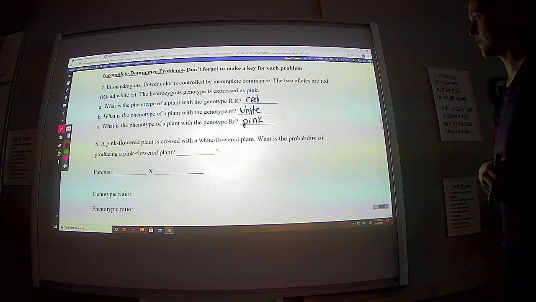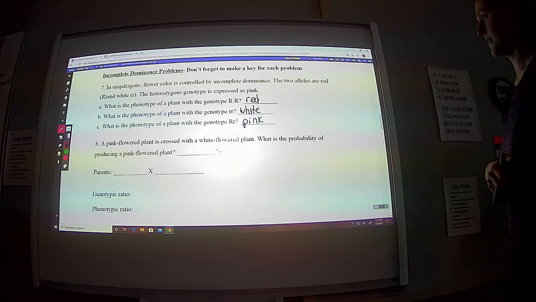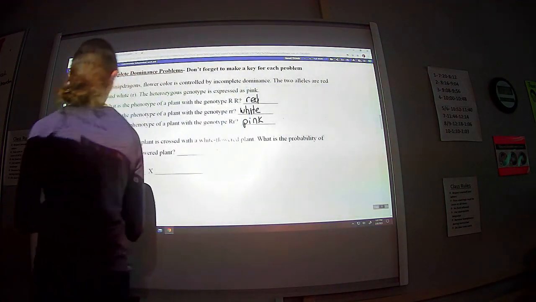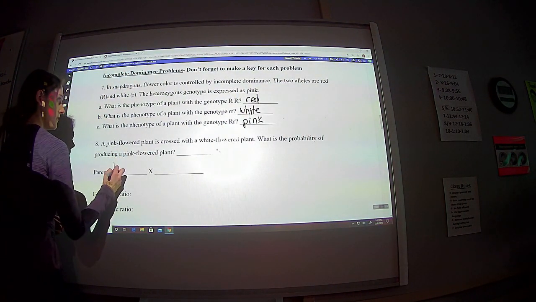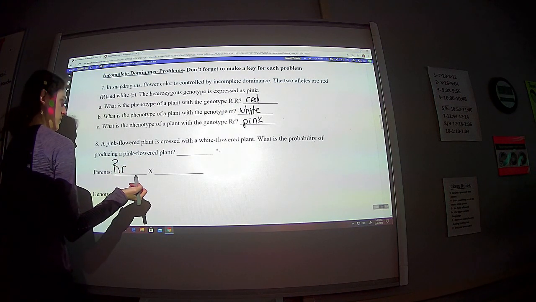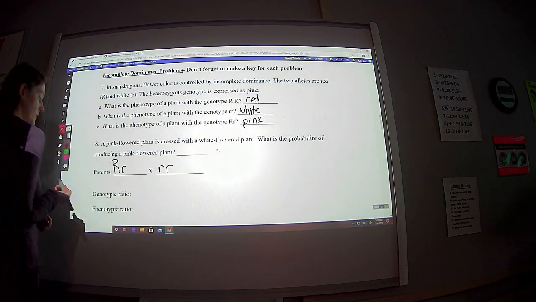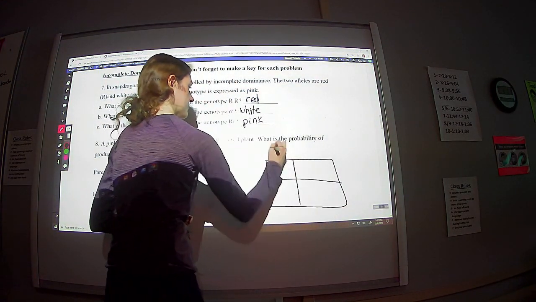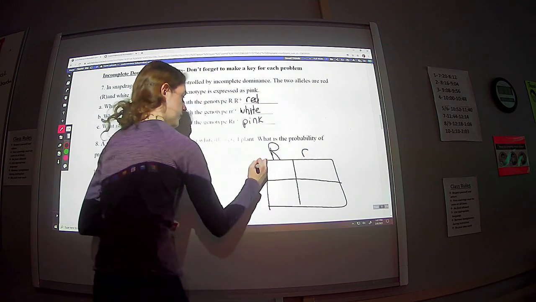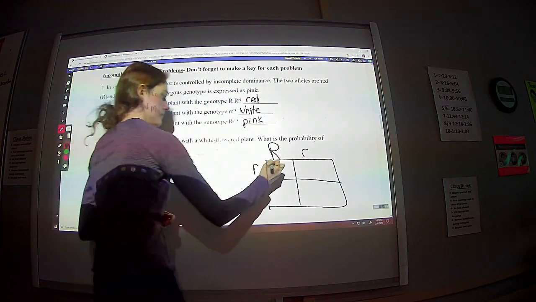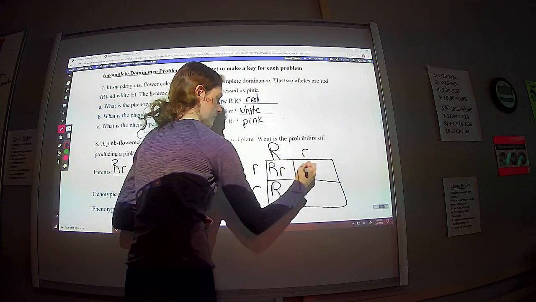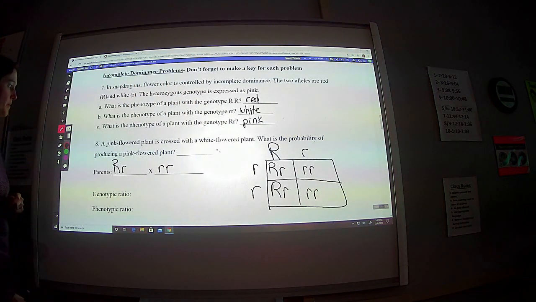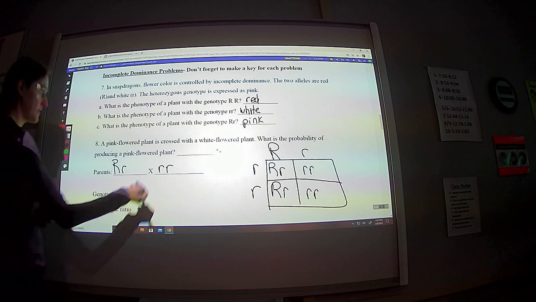A pink flowered plant is crossed with a white flowered plant. What is the probability of producing a pink flowered plant? So my parents, my pink plant is going to be one of each. My white plant is going to be two little ones. There's my pink flower, there's my white flower. What is the probability of producing a pink flowered plant? It's about 50%.